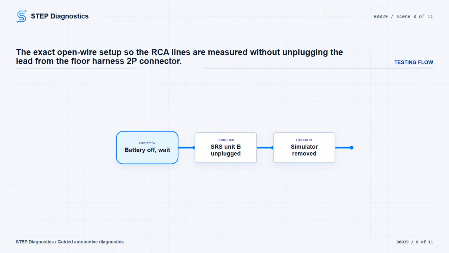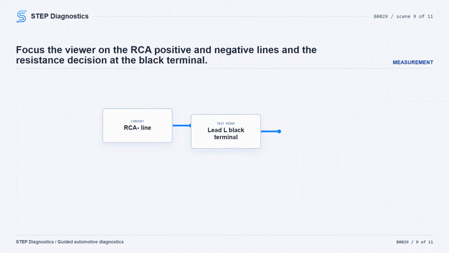For the open wire check, turn the ignition switch back to LOCK (0). Disconnect the negative battery cable and wait at least 3 minutes. Disconnect SRS unit connector B. Now disconnect the SRS inflator simulator from SRS simulator lead L, but do not disconnect SRS simulator lead L from the right side curtain airbag inflator 2P connector on the floor wire harness. Measure resistance at the SRS simulator lead L black terminal with the test focused on the RCA+ and RCA- lines.